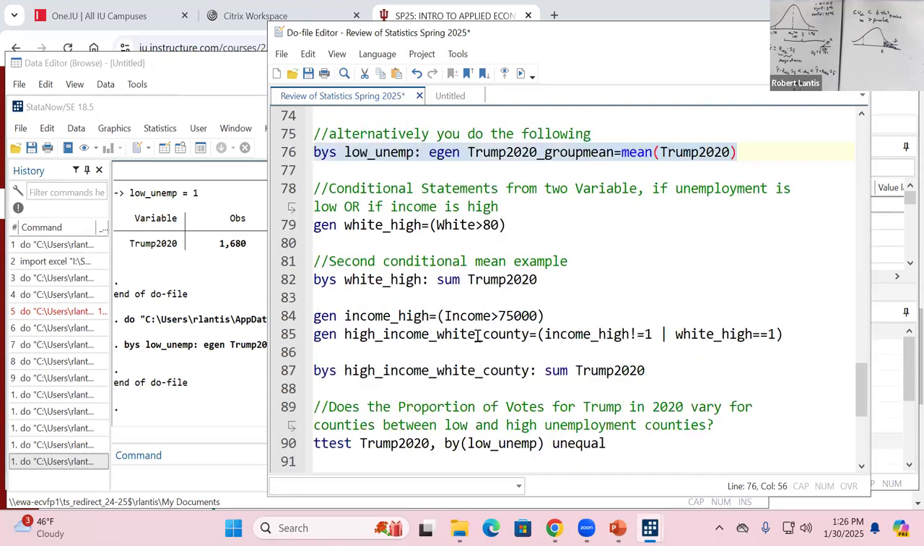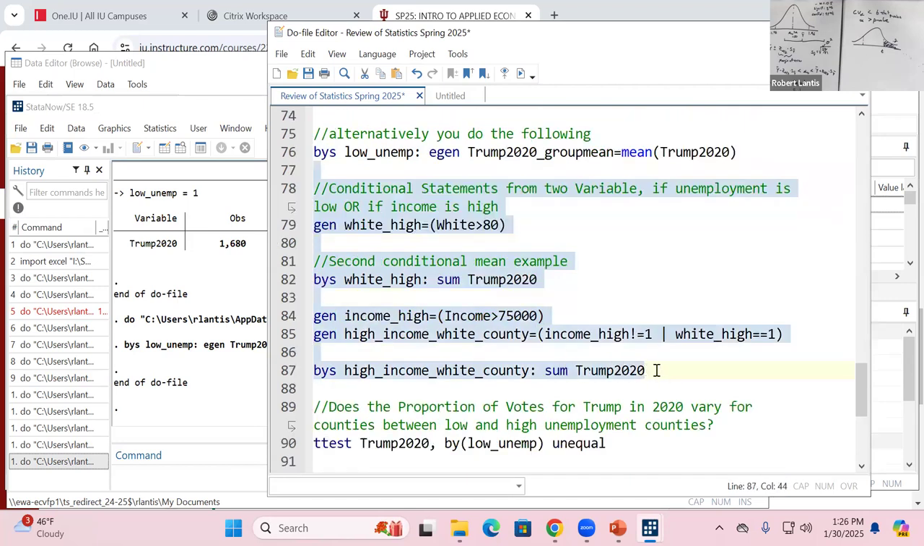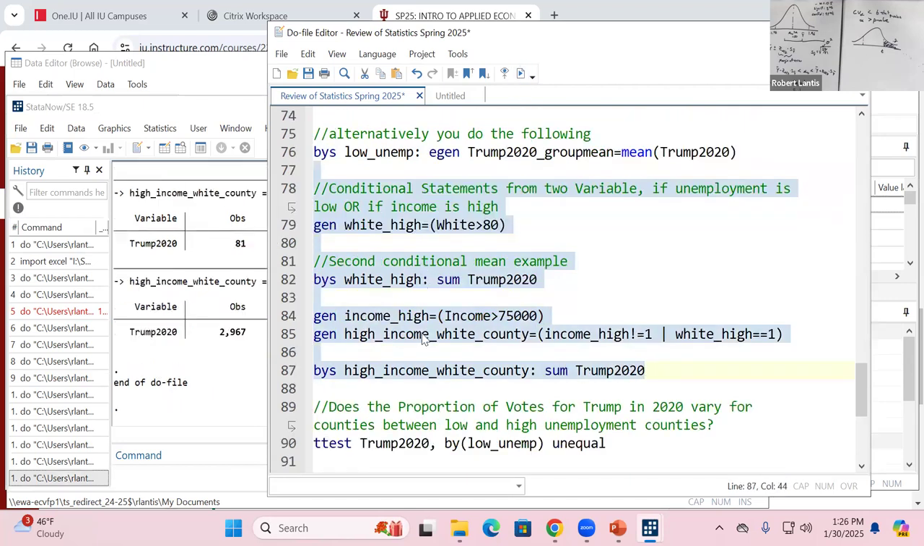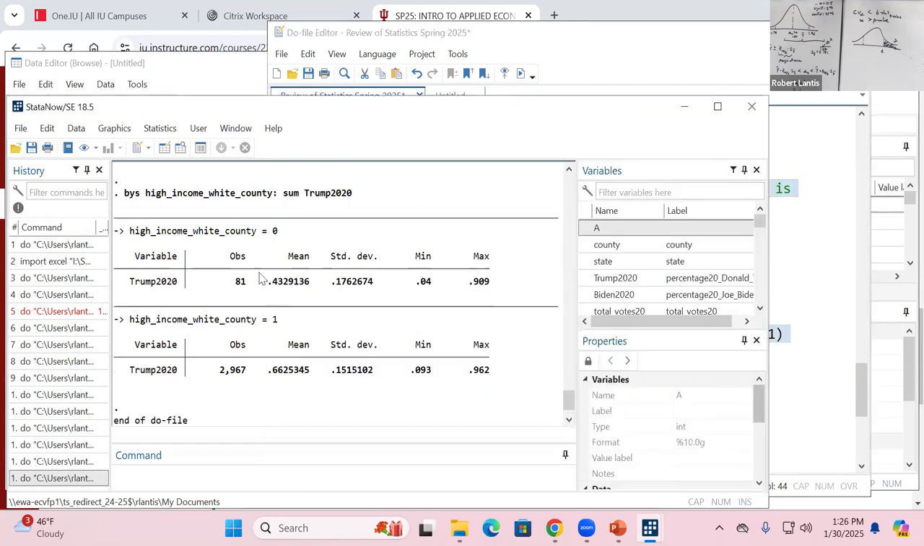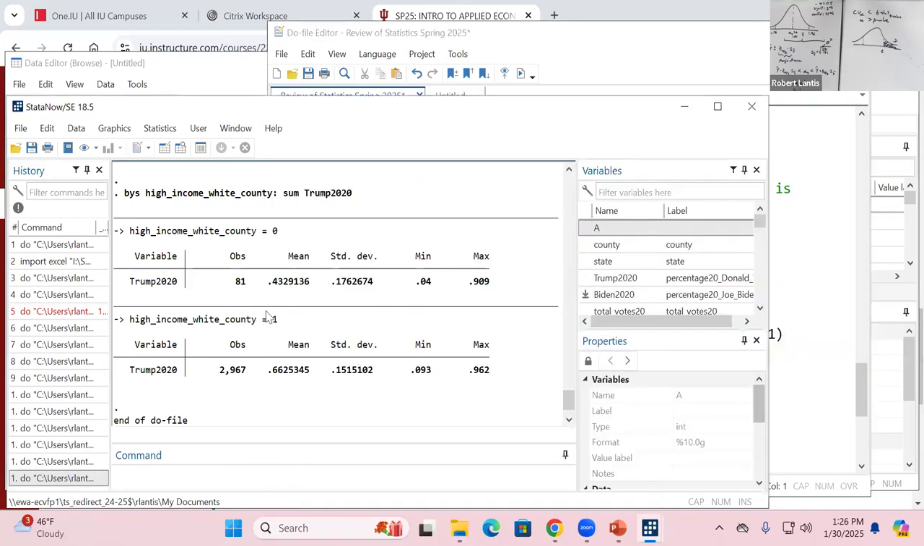I've got another example in here where you can do this by high versus low proportion white. I thought that might be interesting. So I did, if white was above 80, which was like 80%, I did high income. We can take a look at the income one just because it's interesting. So notice counties that had high incomes, and I chose 75,000, so these are really wealthy counties. Those really wealthy counties, the proportion of people that voted for Trump, much higher than these counties that weren't, right?